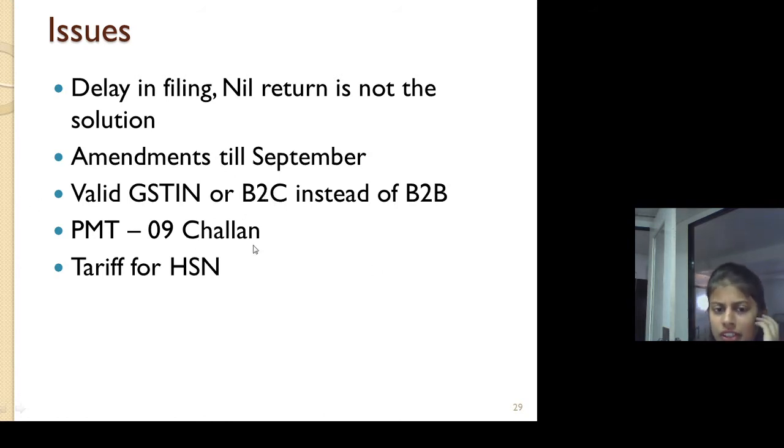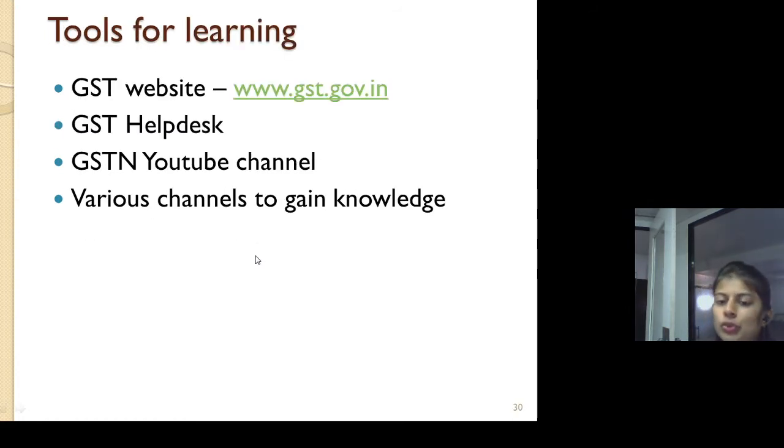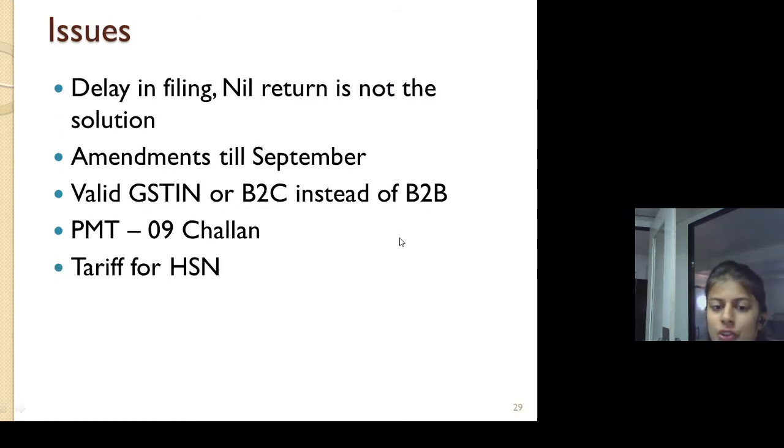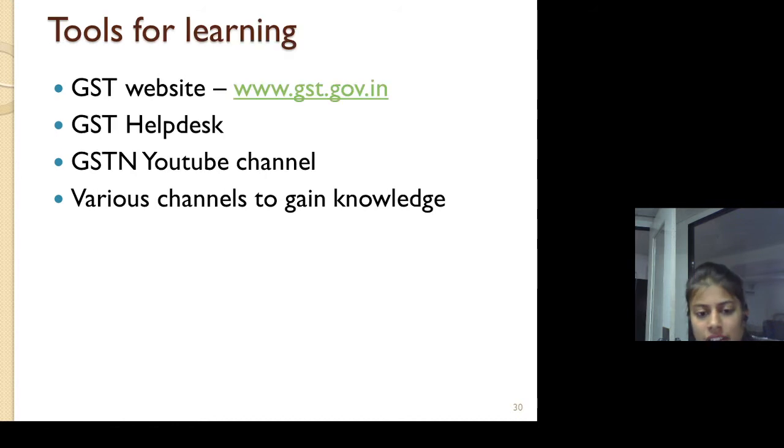When you enter a valid GST number, do not go for B2B; make sure that you are doing it in a correct manner. And then there is the tariff for HSN. When you are doing a particular kind of business, make sure that you are using the tariff for HSN. Do not merely go and Google to see which services your category is falling in. The tariff for HSN is important to know your rate and your exemptions. Please use that. That is more healthy.